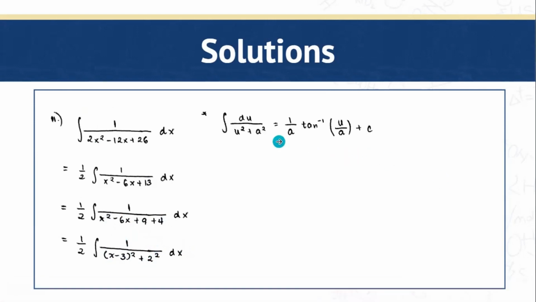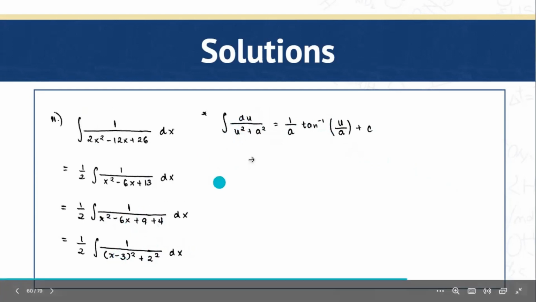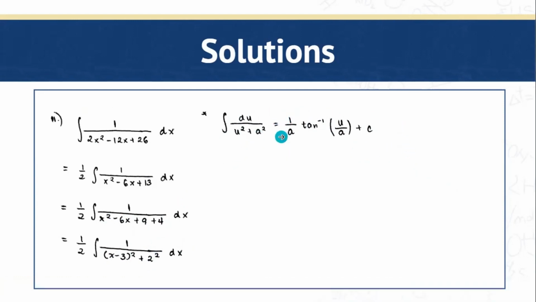Remember that the integral of du over u squared plus a squared is equal to 1 over a times the arctangent of u over a plus c. So if we try letting u be equal to x minus 3, and then our a here is just 2, we can apply this formula. We can just simply substitute and we'll have an answer in terms of u.